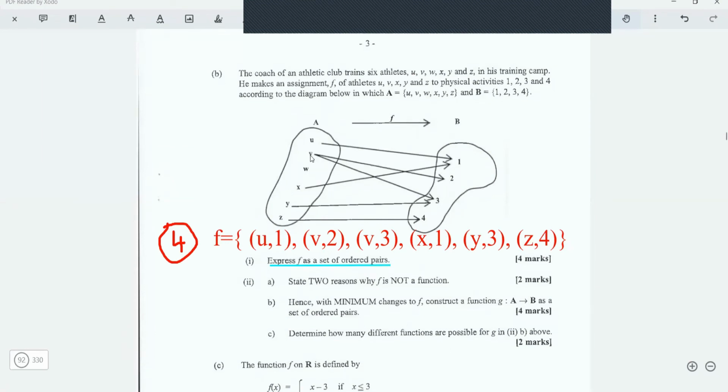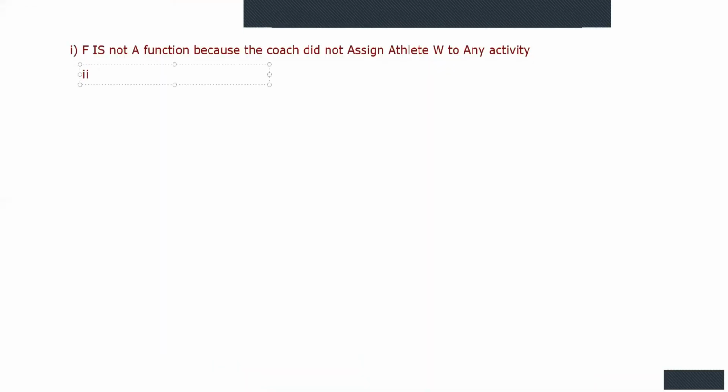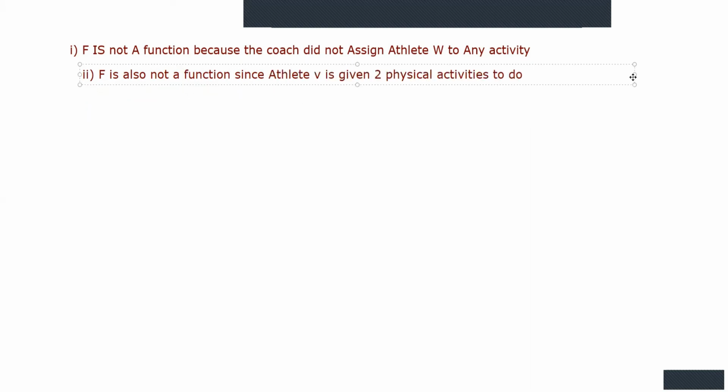Now the next one that was missed out was V. Notice that V gets mapped to 2 and 3. If it is a function, each element in the domain must map to only one element in the codomain. Athlete V is being overworked by getting 2 assignments or 2 activities. So that's another reason why it is not a function. So that's reason 1. Reason 2 is f is also not a function since athlete V is given 2 physical activities to do, so athlete V is being overworked. That means V is mapped twice. So that's why it's not a function.